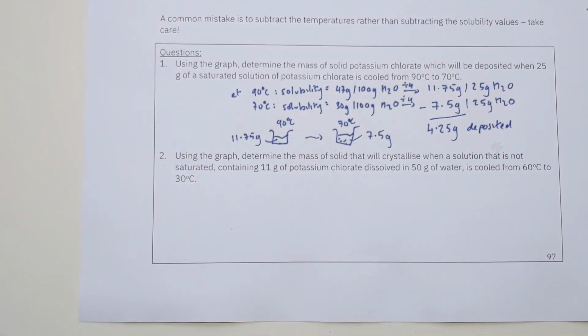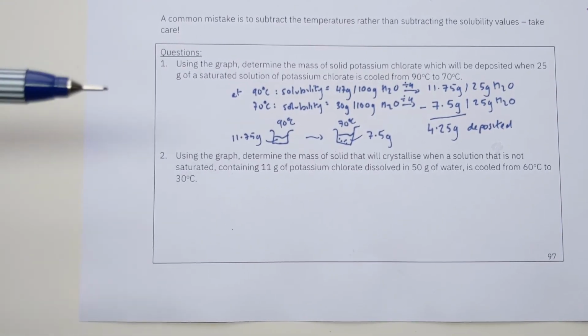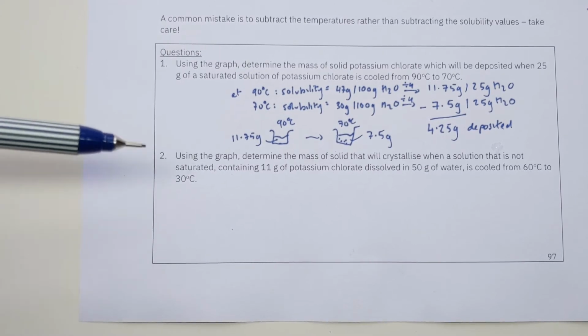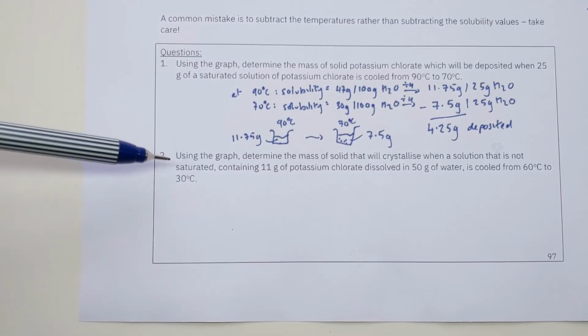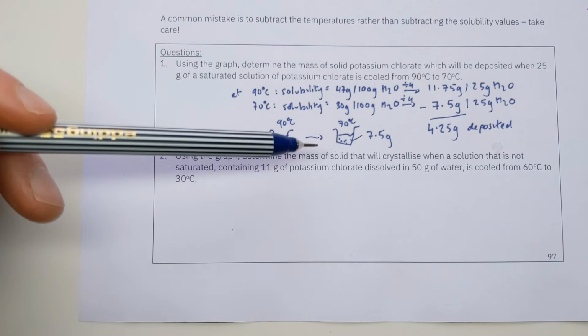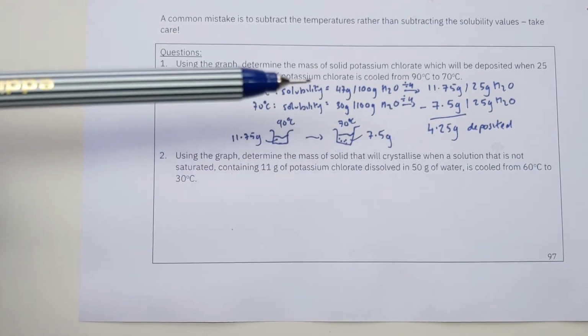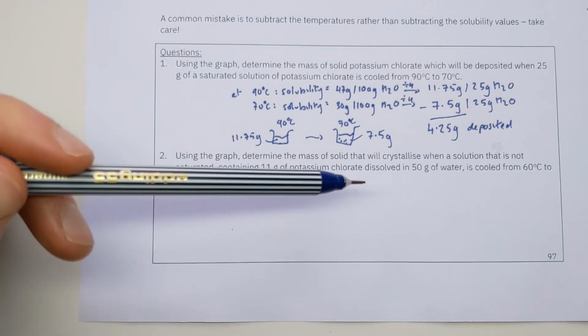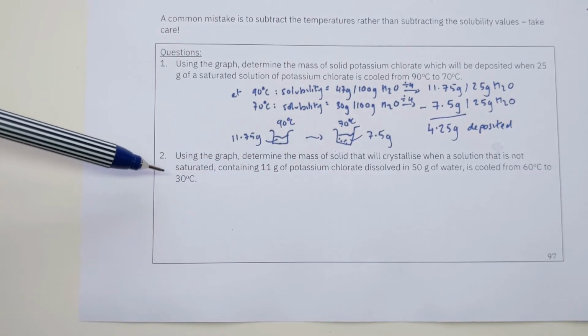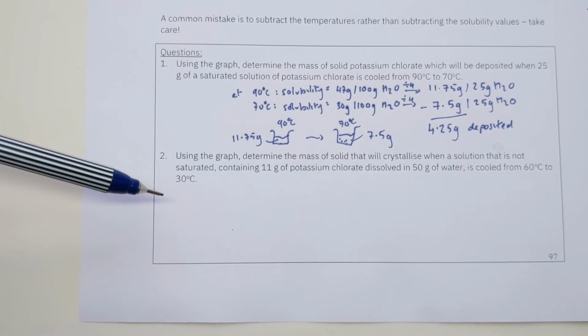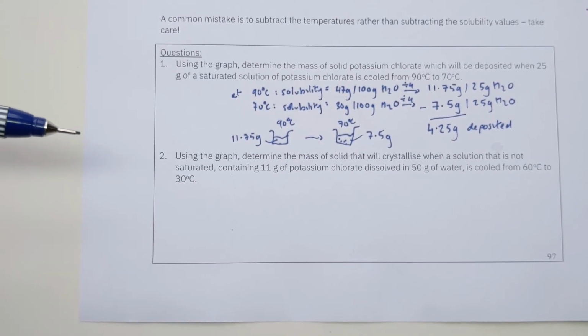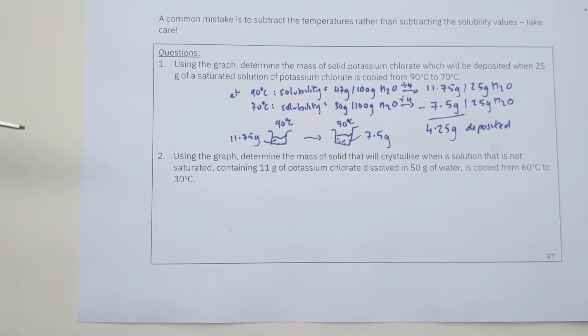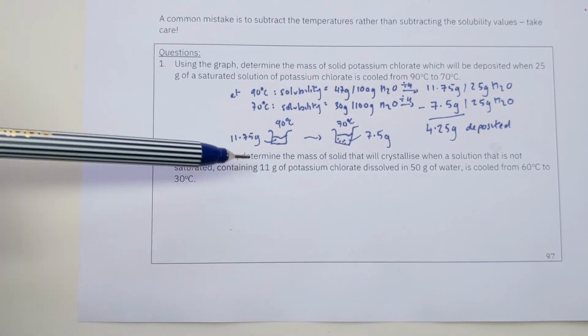Final example, and this may be one of the last variations I can do to make it a bit trickier. They can give you a question where the initial hot solution isn't actually saturated. So: using the graph to determine the mass of solid that will crystallise when a solution that is not saturated, containing 11 grams of potassium chlorate dissolved in 50 grams of water, is cooled from 60 degrees C to 30 degrees C. And this can be a wee bit more tricky because you're going to be tempted to use values in this question that you don't actually need. So I'll try to explain what I mean by that.